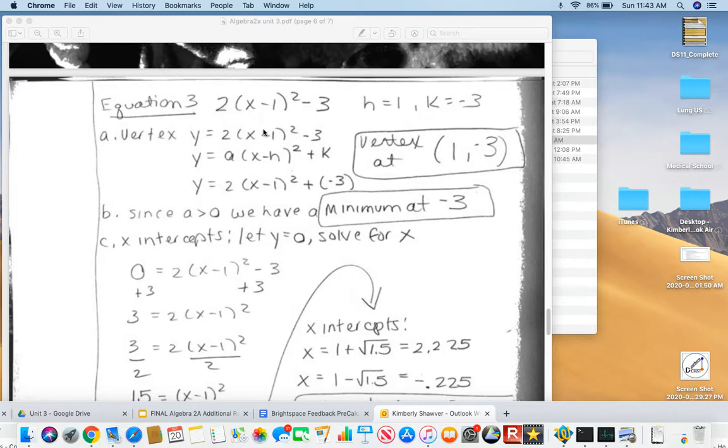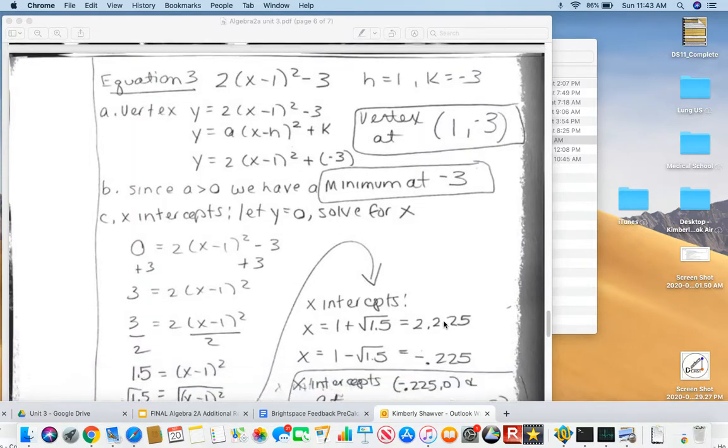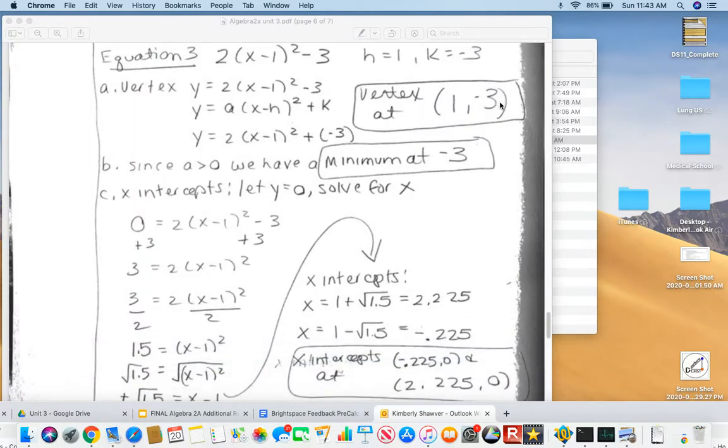Notice that we have x minus h, x minus 1, so h is 1. But over here we have a minus 3. Really, a minus 3 can be rewritten as plus negative 3. So k is negative 3. So this is our vertex. Our minimum's always going to occur at the vertex, and that's the y value, so that would be negative 3.